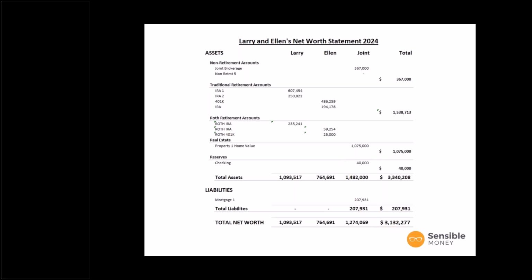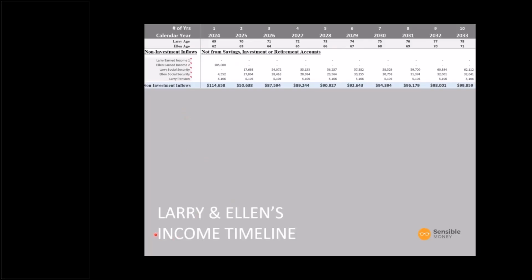Well, what we want to start with is laying out Larry and Ellen's what we call income timeline. Now, when we say income, in this case, we're not referring to all of the cash flow available for them in retirement. We're referring to the non-portfolio piece. This is the amount of cash flow that's not coming from their savings and investments.